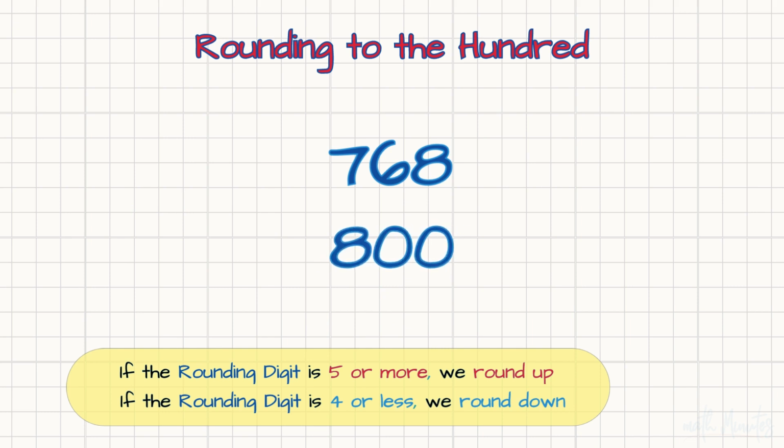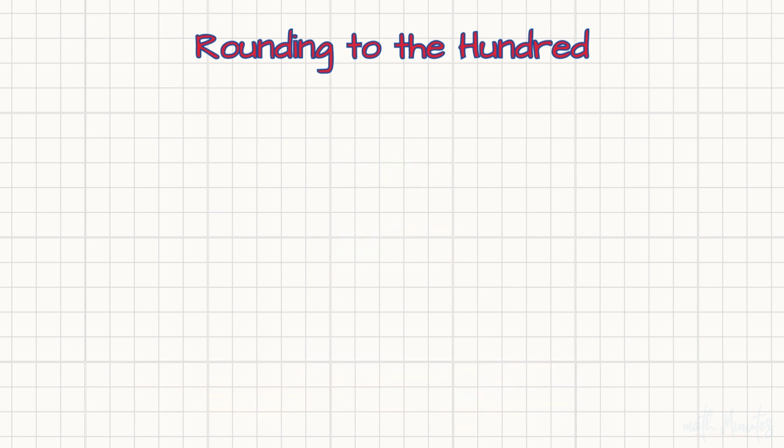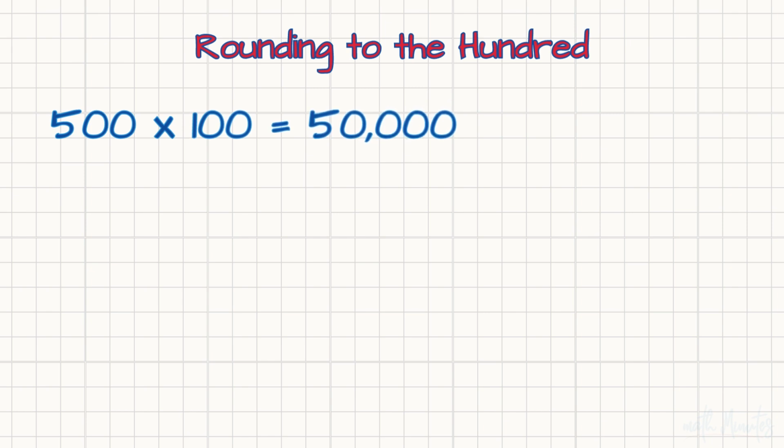Rounding to the nearest hundred helps us quickly estimate values and make calculations more manageable. For instance, 500 times 100 is easier to manage than 514 times 92.